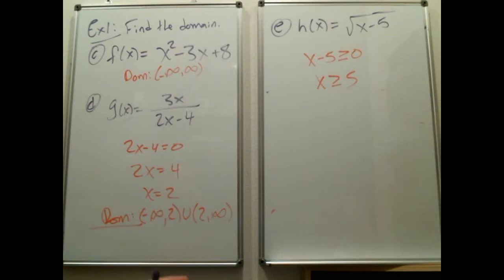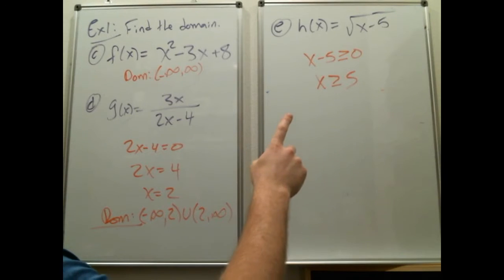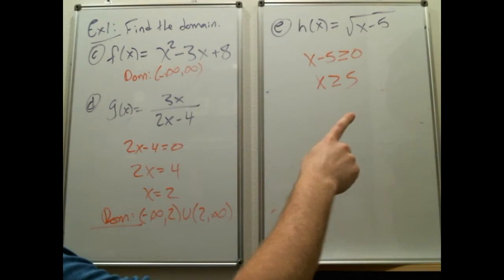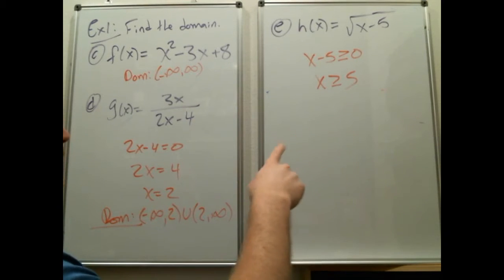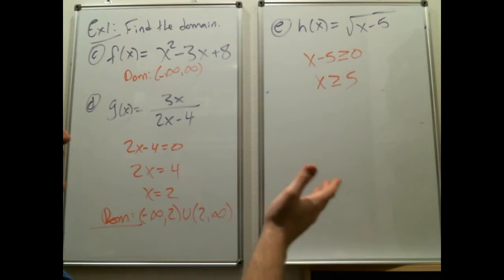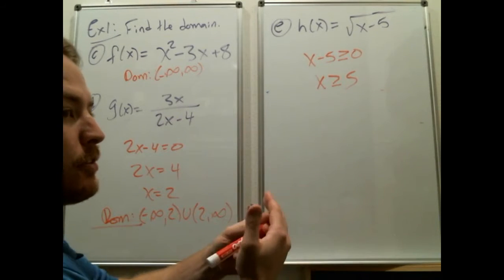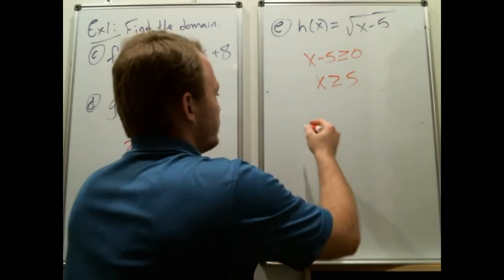From here, you can write the domain. So this is saying x greater than or equal to 5. So you want all the x values greater than or equal to 5. So ask yourself, is 6 greater than 5? Yes, it is. So that's the direction we're going. We want 5 to infinity. That would be our domain.